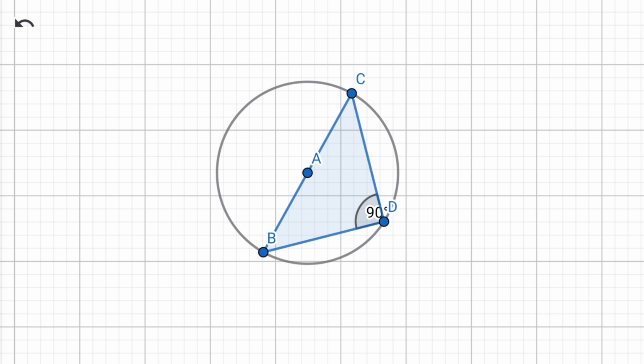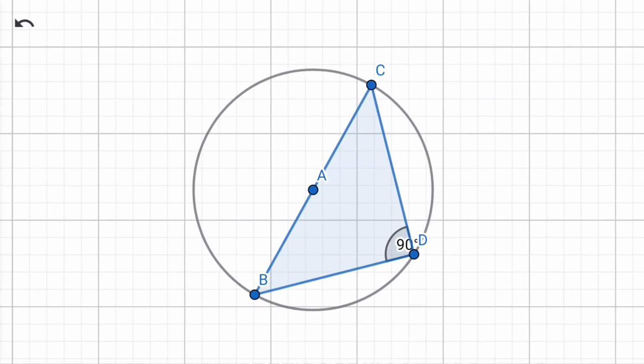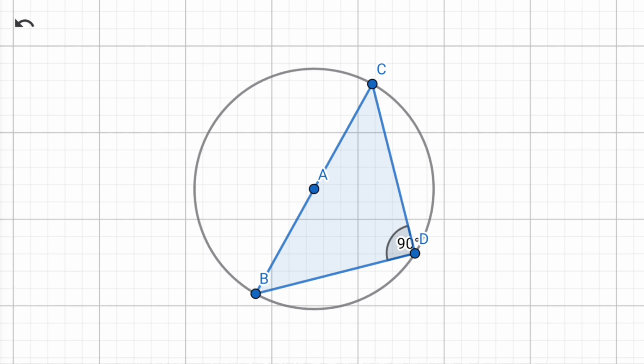And when a diameter forms an angle at the circumference, that angle is always 90 degrees. In other words, any angle made from the ends of a diameter to a point on the circle will be a right angle. This is a special property of circle theorem.